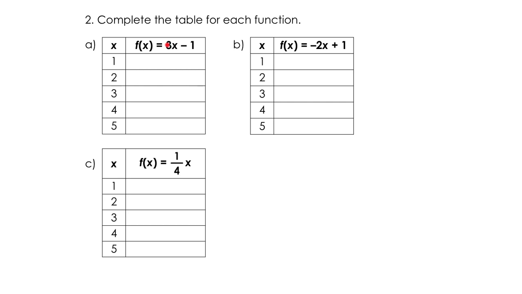The function output is 3 times the input minus 1. So if the input is 1, that goes here. 3 times 1, that's 3. Then we subtract 1. The answer is 2. And then you move on. Now the input is 2. 3 times 2, that's 6, minus 1. That's 5. See if you can complete the rest and complete the other function tables. Pause the video, finish this off, and see how you did.